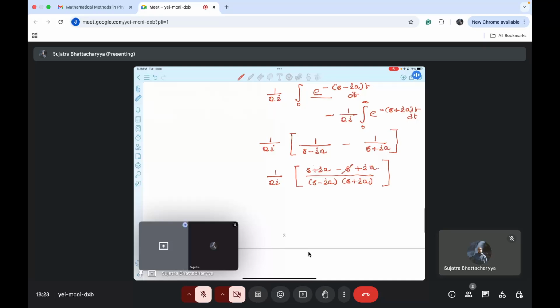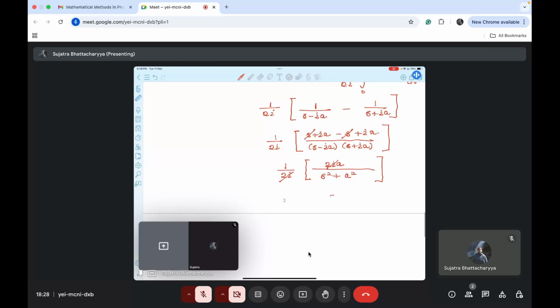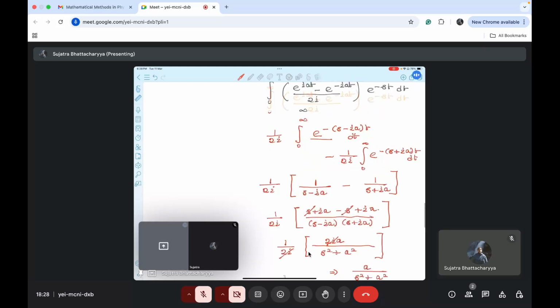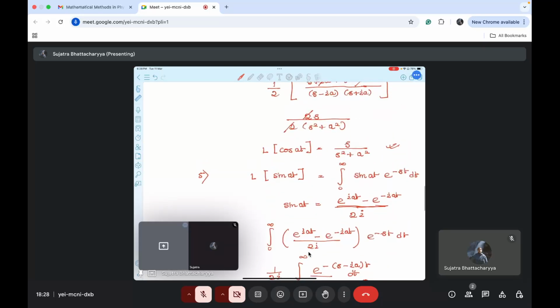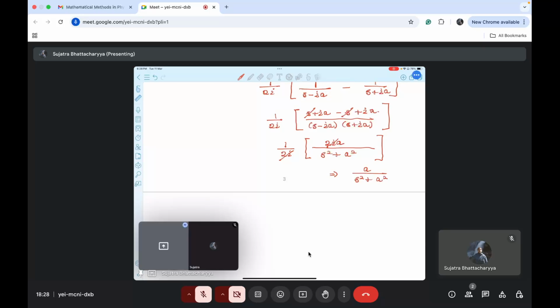So it becomes s plus iota a minus s plus iota a. So s cancels out. So this time, unlike the earlier case, it becomes 2ia divided by s square plus a square, because you have iota. So now this 2 iota will cancel. This gives you the Laplace transform as a upon s square plus a square. So the difference between the cos and the sine Laplace transform is that in one case it is s upon s square plus a square. On the other hand, for the sine, it is a upon s square plus a square. Fine. So these are the two important points.